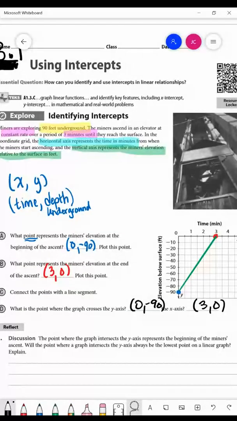So what point are the miners at when they start to ascend? Well, at time 0, they are at negative 90. We know that because they were 90 feet underground. So we put our point right there.